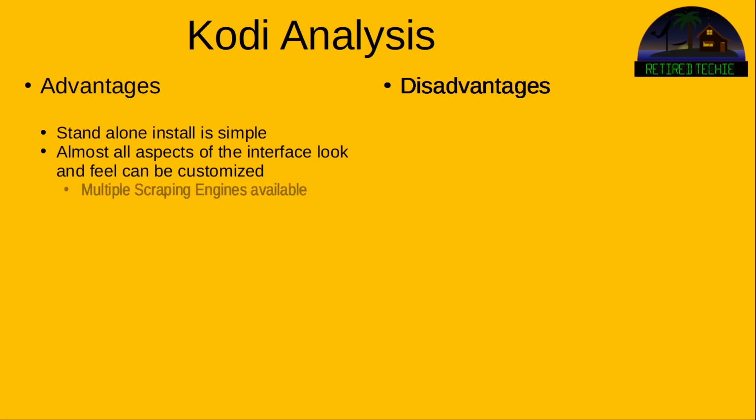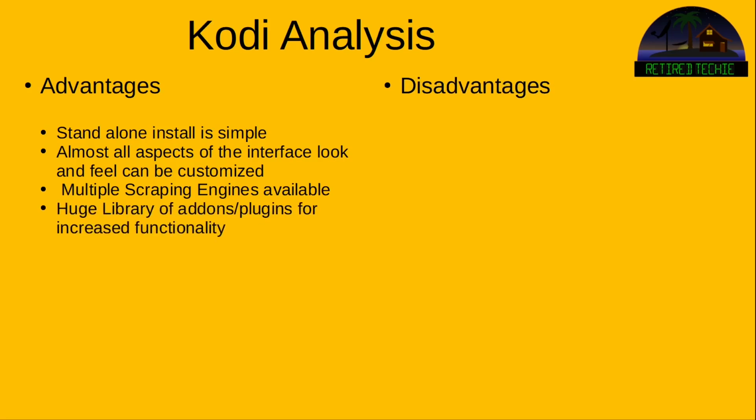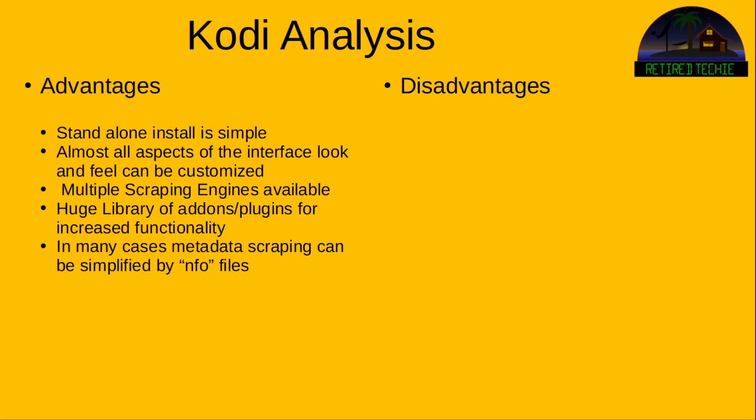There are lots of themes out there. You can also have multiple scraping engines available in Kodi, so if one doesn't work, you can try another. There's also a huge library of add-ons, plugins for increased functionality that do all sorts of interesting things. If you do install Kodi, I highly recommend browsing what's available. In many cases, metadata scraping can be simplified by NFO files. These are local text files you create that basically hold a lot of the similar information that metadata would hold. Or you can have Kodi create them.